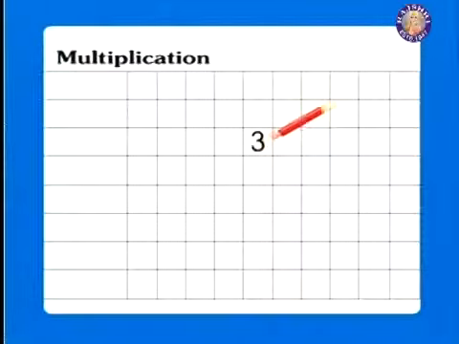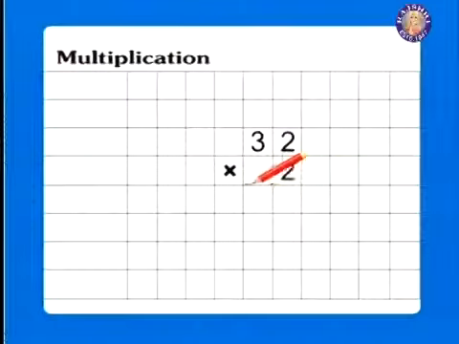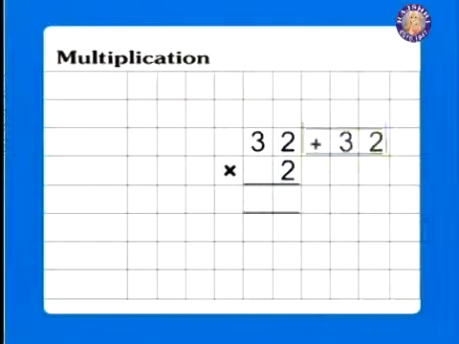Once you are sure about how to multiply with single digits in the times table, let's take a step forward and learn how to multiply a double digit with a single digit. Okay? This is 32 multiplied by 2, or we can even say 32 times 2. That means 32 is increased 2 times.